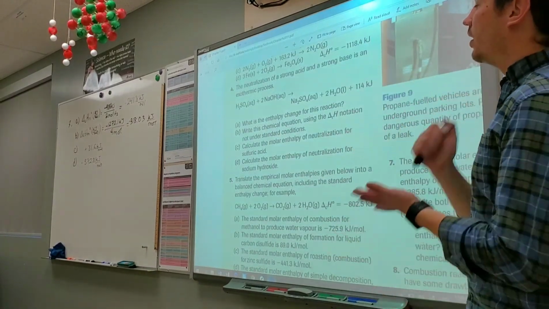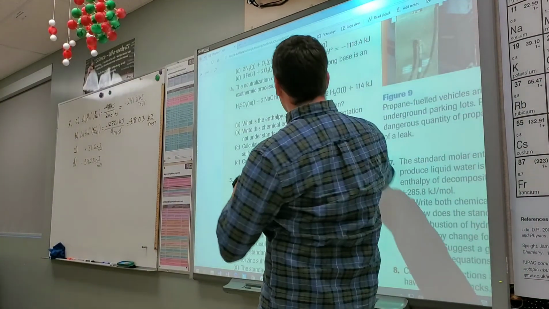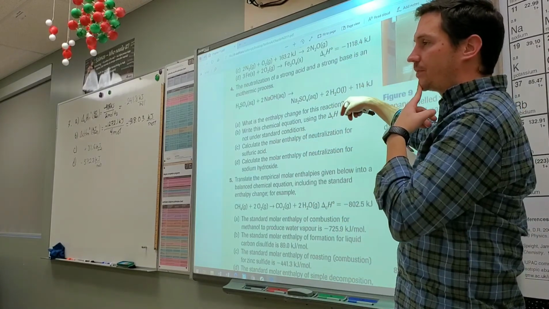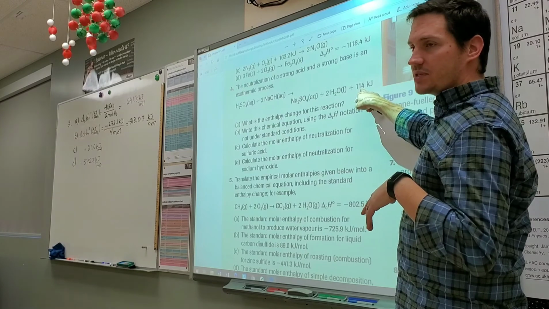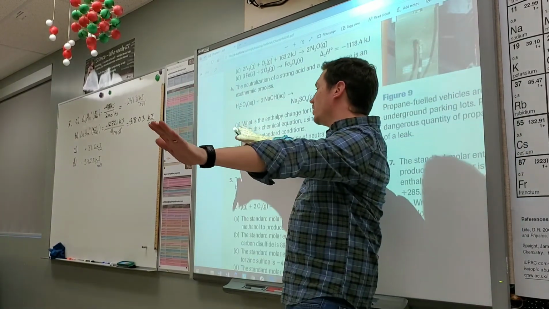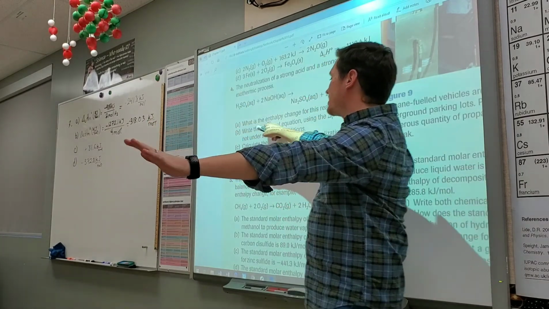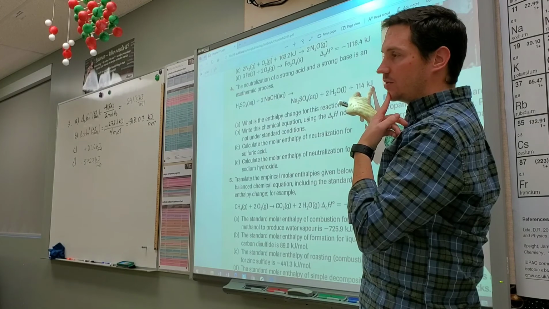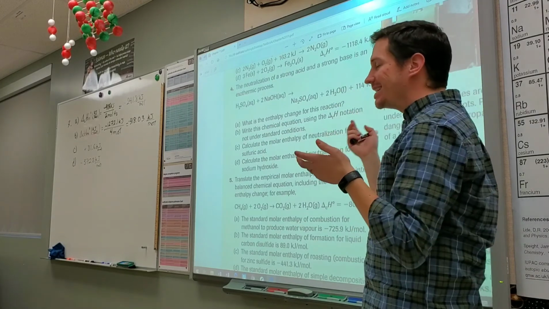Question number 4. What is the enthalpy change for this reaction? Are we gaining or losing energy? We're losing, and how much are we losing? 114. So if I were to ask you for A, what is the enthalpy change? I would say we are losing 114 kilojoules. I would actually write that out as a sentence.